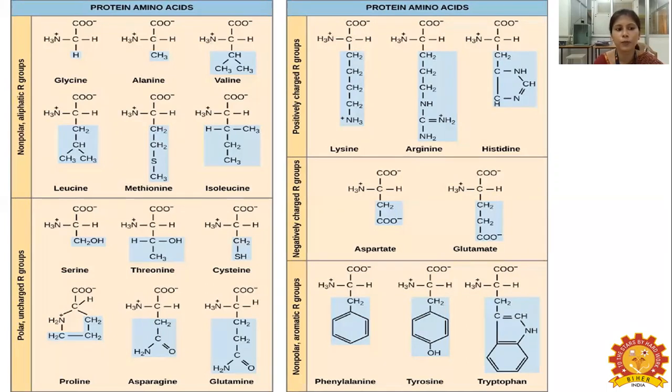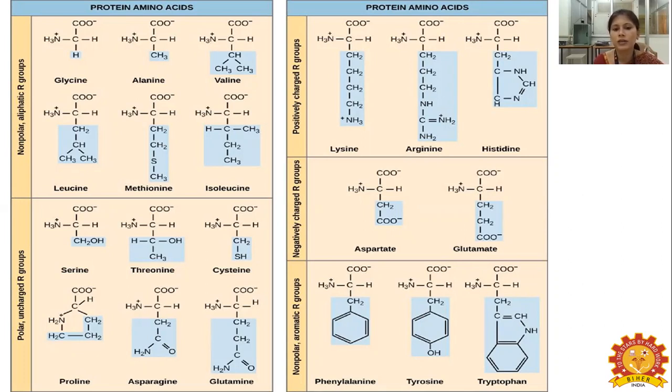Next group will be the polar uncharged R group. In this also there will be 6 amino acids: serine, threonine, cysteine, proline, asparagine and glutamine. Next category will be the positively charged R group. In this there will be only 3 amino acids: lysine, arginine and histidine. They are also called basic amino acids. Next will be the acidic amino acids or negatively charged R groups, that is aspartate and glutamate.